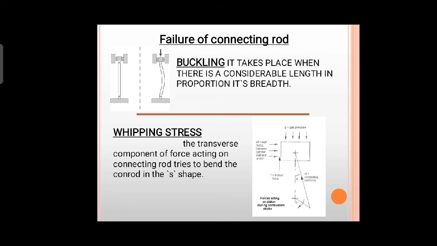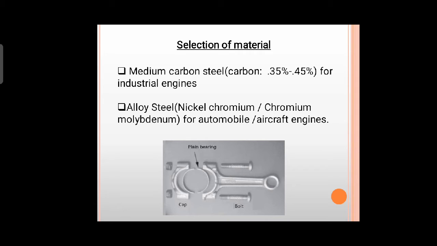Failure of connecting rod: buckling. It takes place when there is a considerable length in proportion to its breadth. Whipping stress. The transverse component of force acting on the connecting rod causes stress that bends the con rod into an S shape.